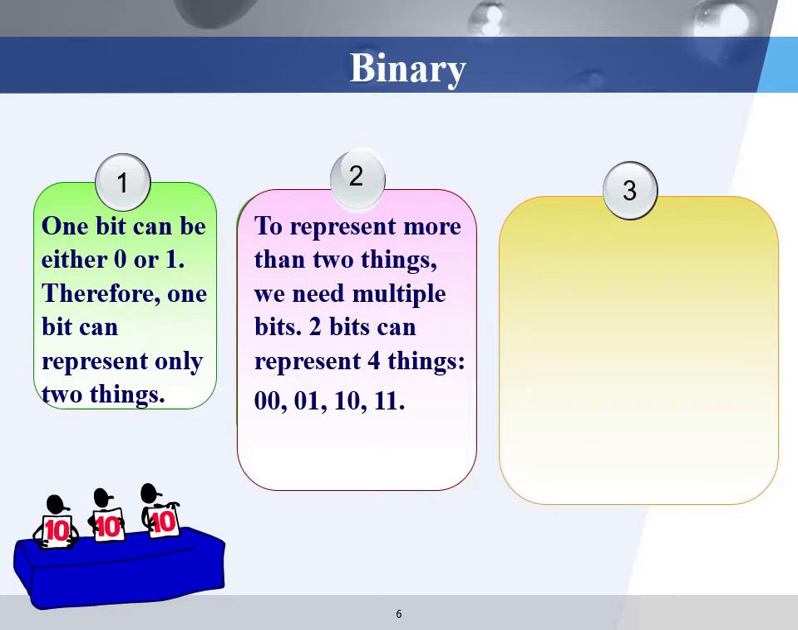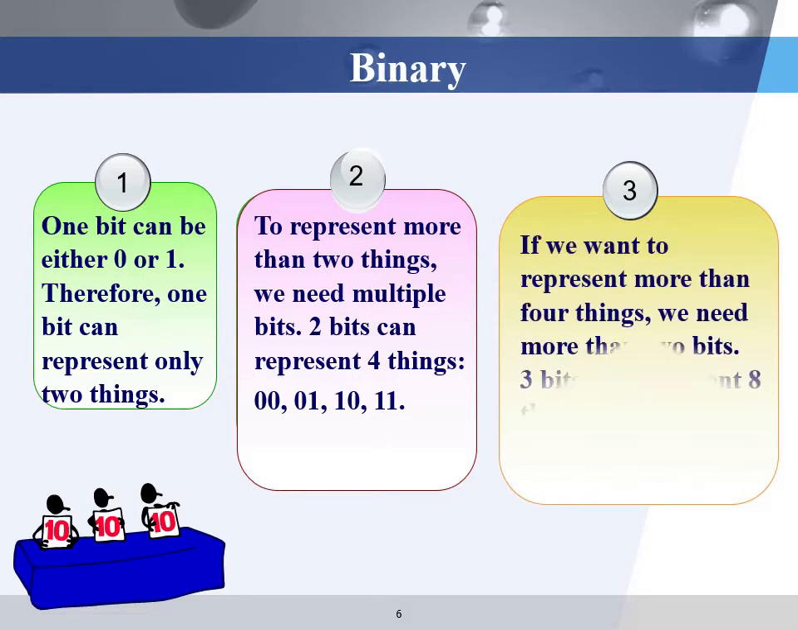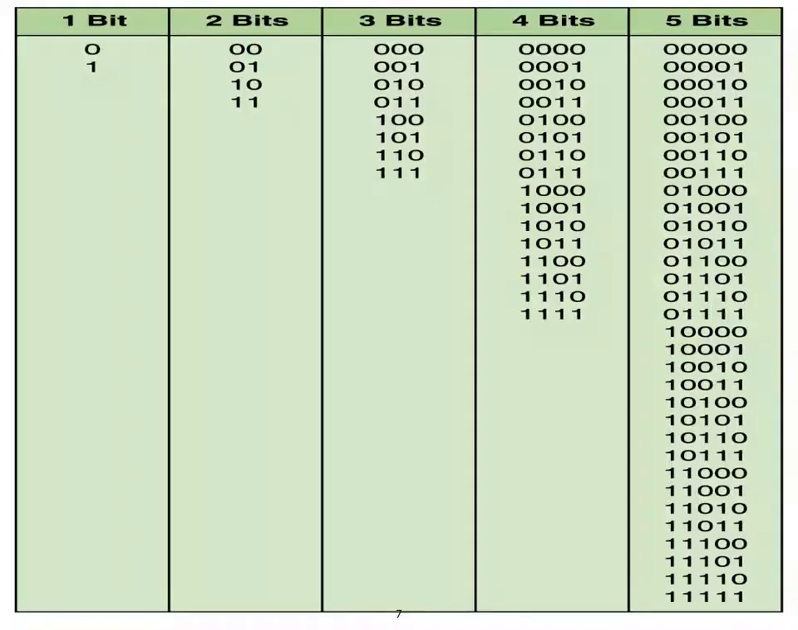To represent more than 2 things, you need multiple bits. For example, 2 bits can represent 4 different things: 00, 01, 10, and 11. So if you want to represent more than 4 things, you need more bits. Like 3 bits can represent 8 different things. So in this slide, we showed you how to represent more different things using binary.